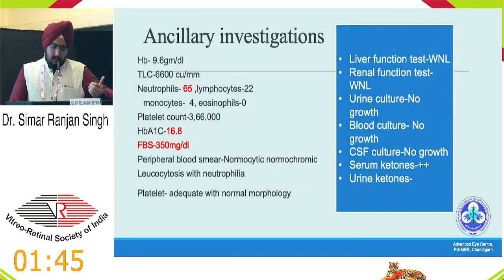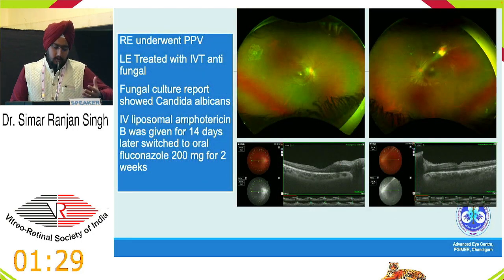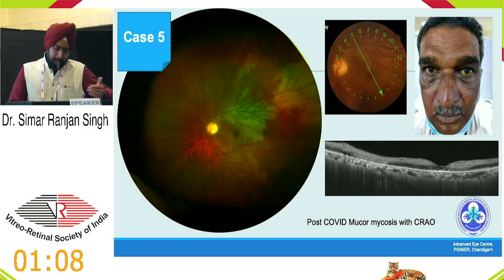We did vitrectomy. The patient had been recently diagnosed with type 1 diabetes and was given intensive steroid therapy during that time. The blood sugars were through the roof, 350 milligrams, and the HbA1c was 16.8, on no therapy as of now. So everything was started. Surgery was done for the right eye, left eye only treated with antifungal and systemic therapy. The patient did well, and the diabetes is subsequently being controlled. Similarly, mucormycosis came in as a big problem after the second wave of COVID, and another patient, secondary to mucor, had central retinal artery occlusion in the eye.